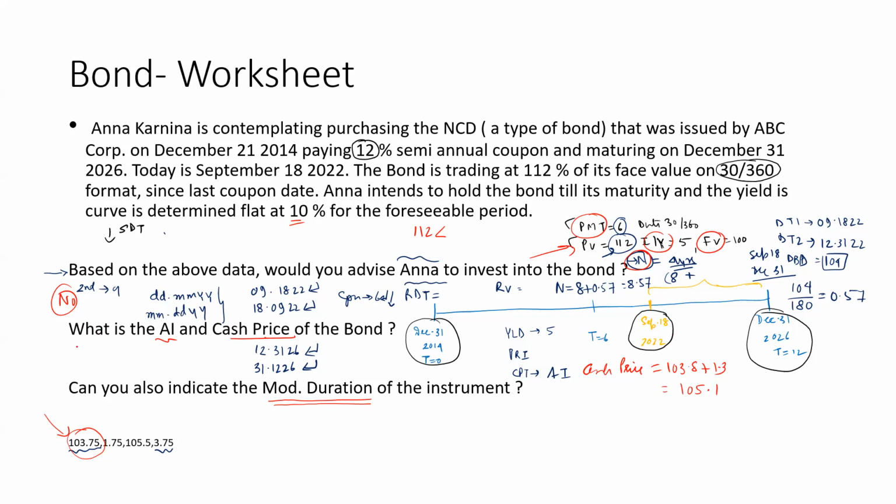So this is the second part of the problem. What is the modified duration you got? Sir, I have just cleared the data. No problem. We got the modified duration as 3.75, if you remember. Yes, sir, modified duration 3.75. So all these questions could be answered only through the bond worksheet itself.